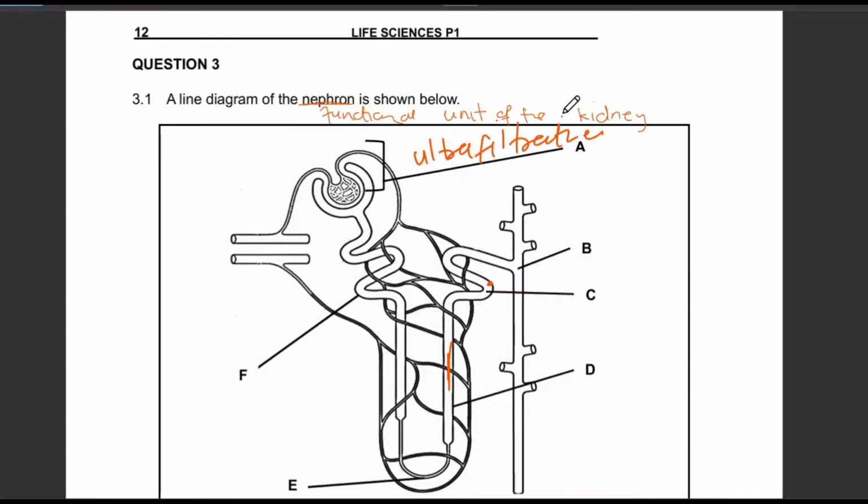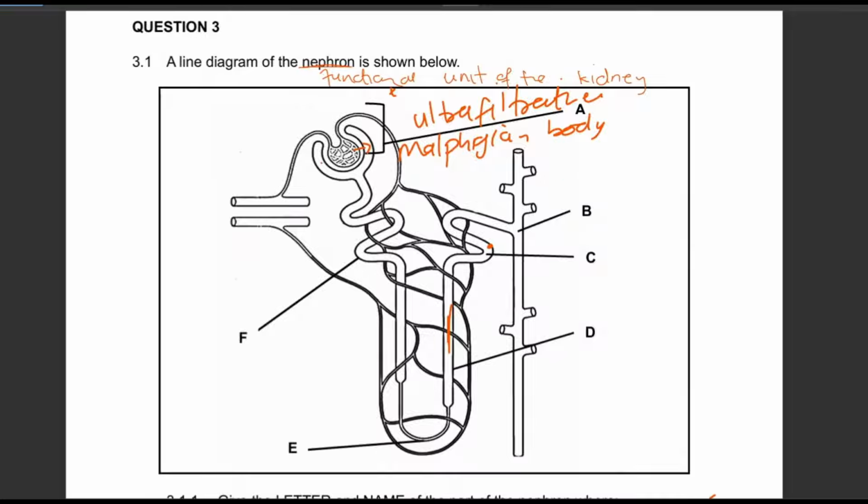ultrafiltration or glomerular filtration is a process that will take place in the Malpighian body, right? In the Malpighian body, which is made up of the Bowman's capsule and the glomerulus, this capillary network in the middle. All right, so incoming blood, which is obviously brought to the glomerulus by the afferent arteriole, A for approach. Then obviously pressure, hydrostatic pressure is created here that will lead to small substances in the blood plasma to be pushed out of the capillary network of the glomerulus rather, into the capsular space of the Bowman's capsule.